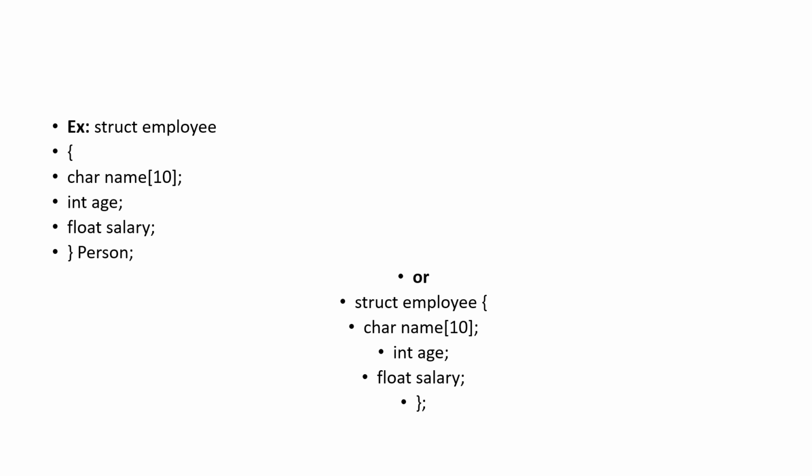This is an example of a structure. Struct employee, char name, age, salary. So name, age, salary are the members of the structure, and person is a structure variable. Or you can have another structure example. It is employee, then char name, which is the name of an employee, and age, salary.